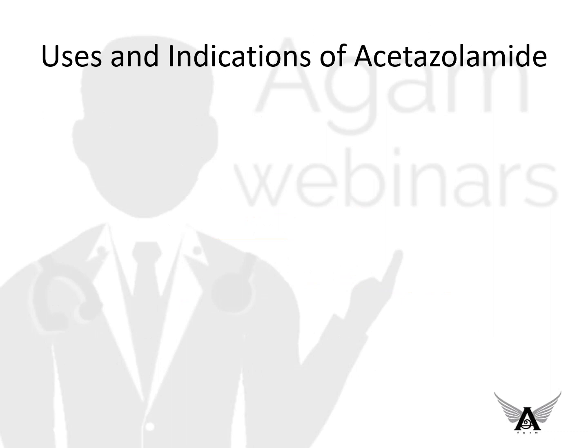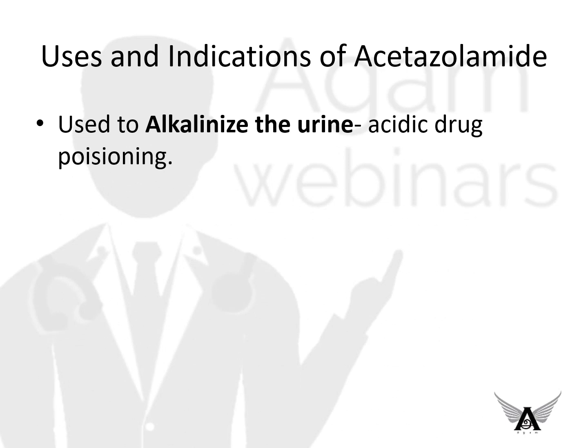Okay, uses and indications of acetazolamide. It is used to alkalinize the urine during acidic drug poisoning. We already studied how acetazolamide alkalinizes the urine. With the diagram, we have already learned it. Okay, this is during acidic drug poisoning.